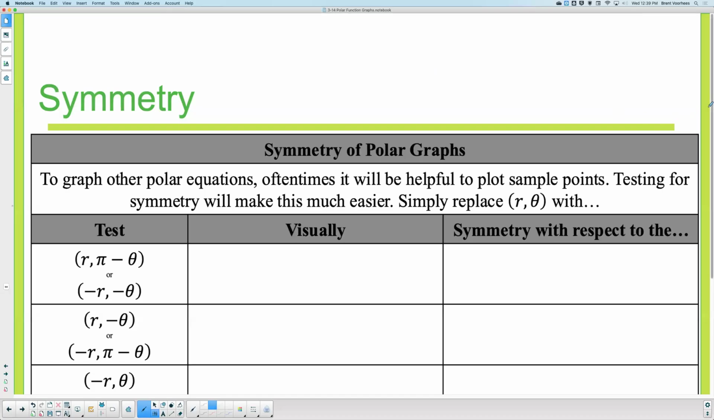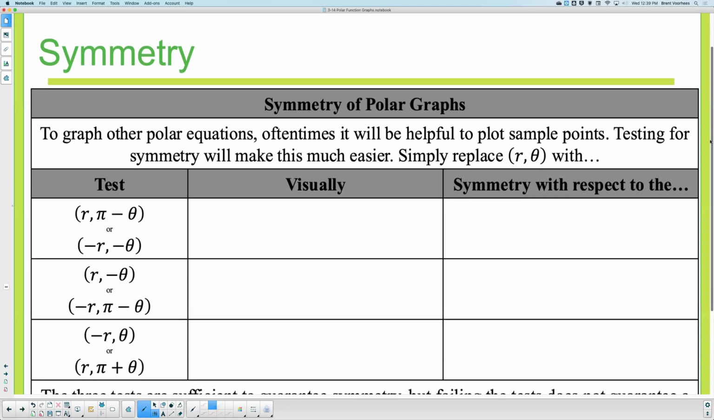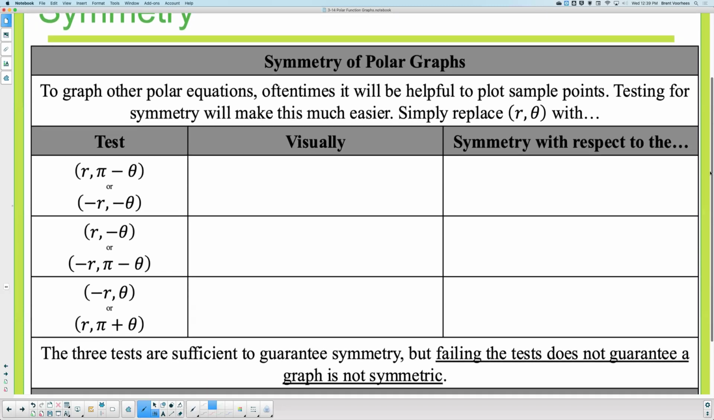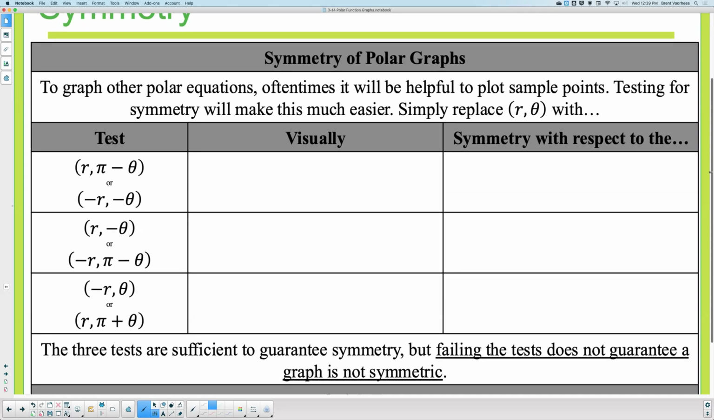Now, as we move in to our example 3, I'm going to talk about symmetry a little bit. Symmetry with polar graphs. I used that word earlier. Symmetry means that you could cut it in half and it's a mirror image on either side. There are 3 types of symmetry. I don't know if you remember, there were 3 types of symmetry.